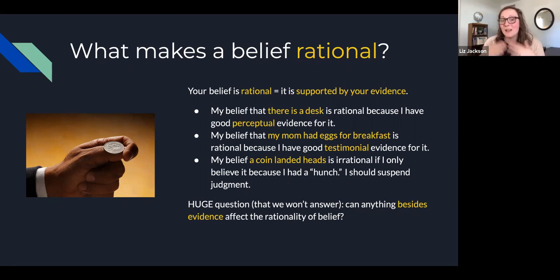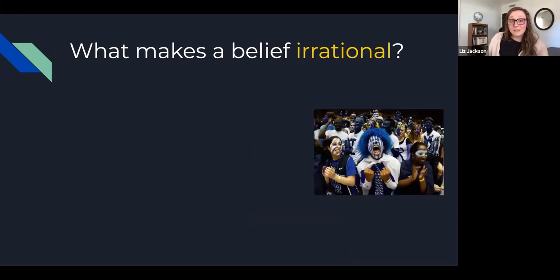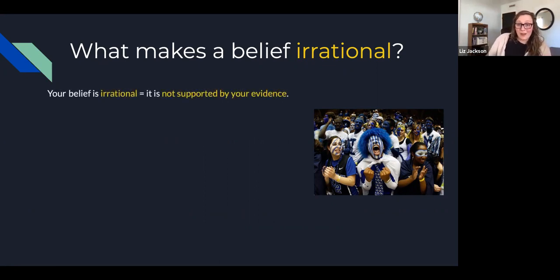So we're just going to say a belief is rational when it is supported by our evidence, but note that that's controversial, and I'll link a video if you're interested in learning more about that controversy. Okay, so this brings us, I think, naturally to a second question: what makes a belief irrational? A belief is irrational when it's not supported by your evidence. That fits very naturally with our definition of rational belief.